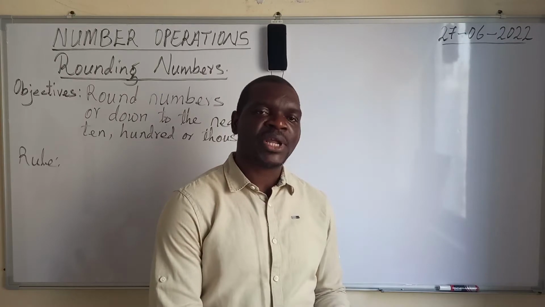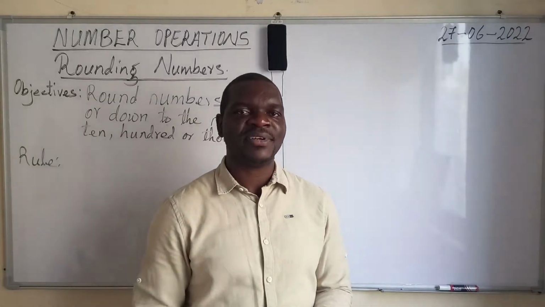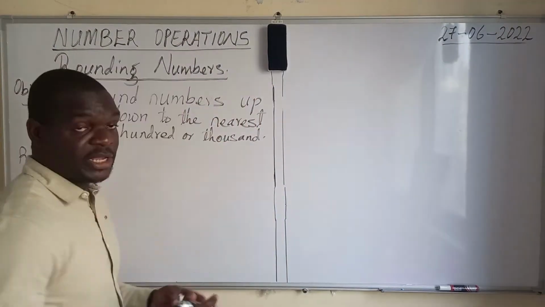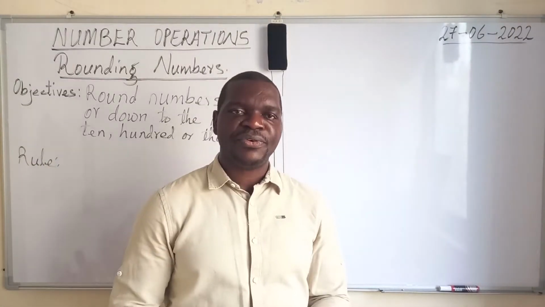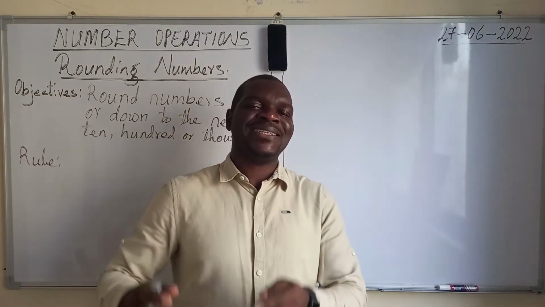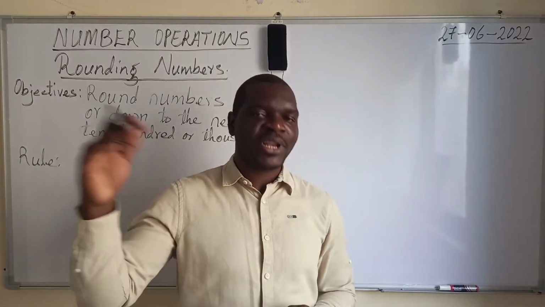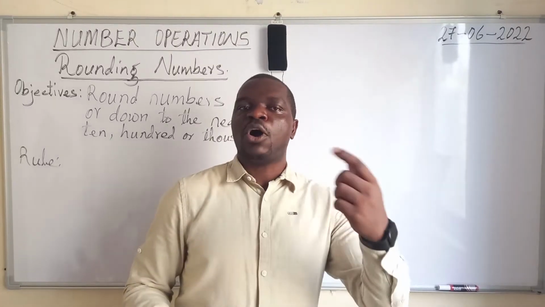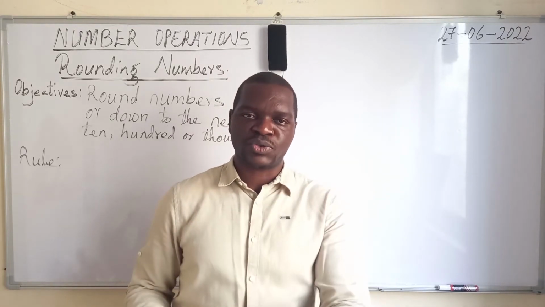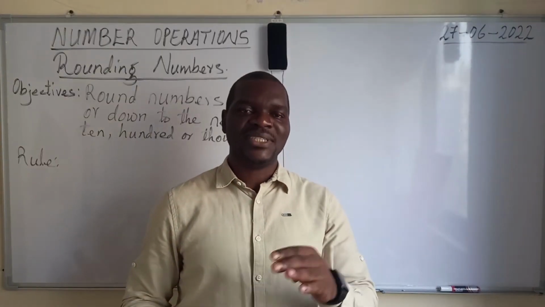Rule. To be able to solve the problems we have today, we are going to state the rule, and it is this rule that is going to guide us through to solve whatever problem we have, either rounding to the nearest 10, 100, or 1000. The rule states that if the number you are rounding is followed by a digit that is equal to or more than 5, you are going to round up. But if the digit that follows is less than 5, you round it down.